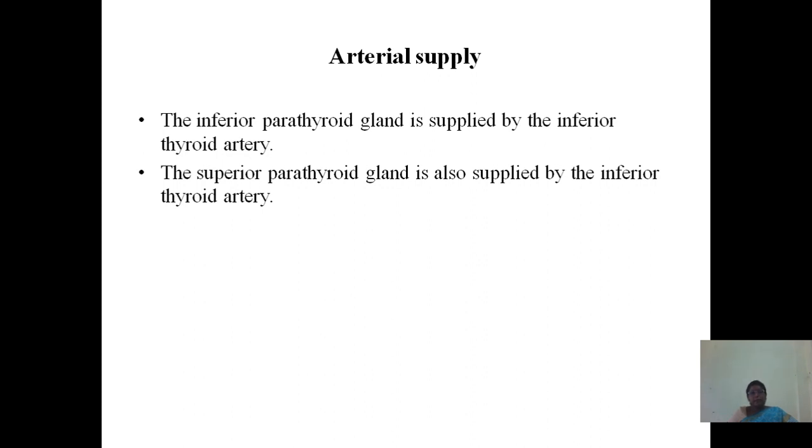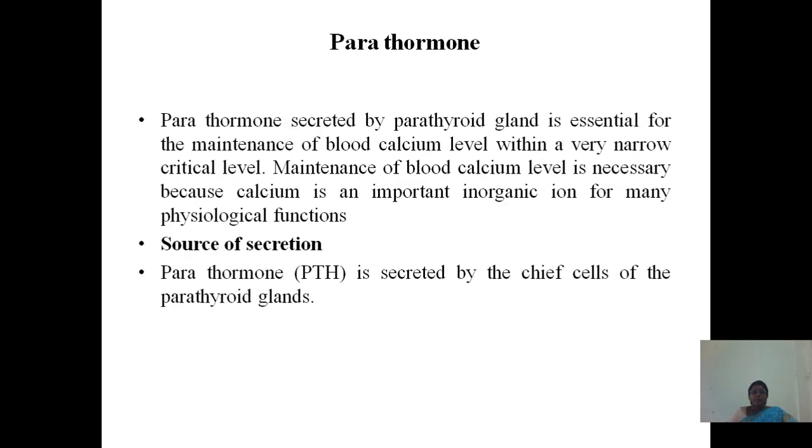Next, parathormone. Parathormone, which is secreted by the parathyroid gland, is essential for the maintenance of blood calcium level within a narrow critical level. This maintenance of blood calcium level is necessary because calcium is an important inorganic ion for many physiological functions. Source of secretion: parathormone is secreted by the chief cells of the parathyroid gland.